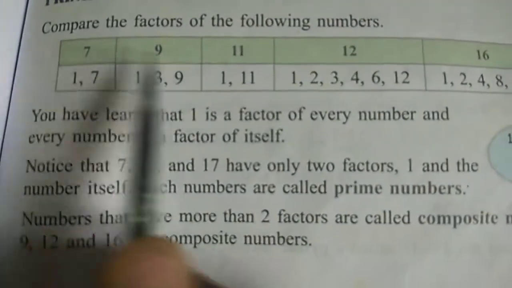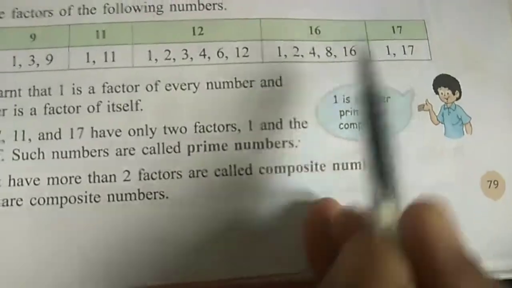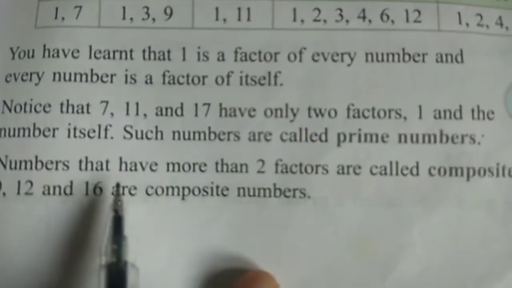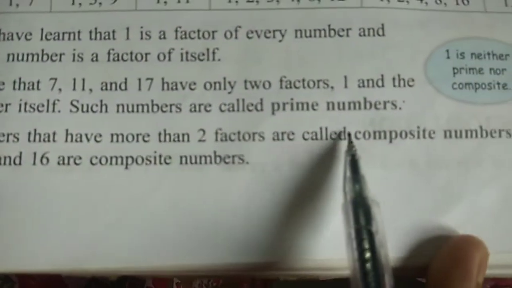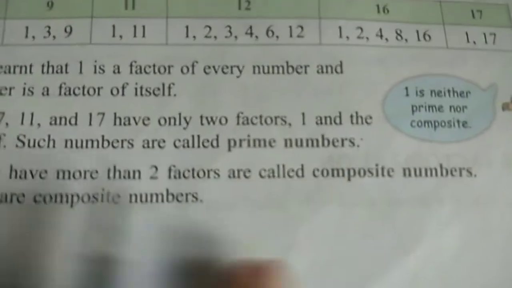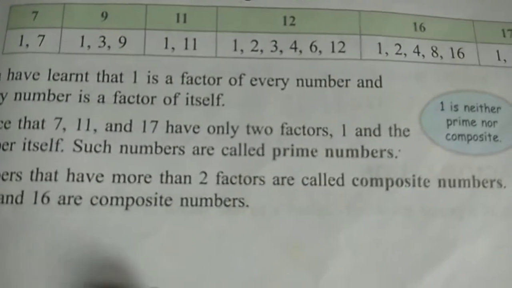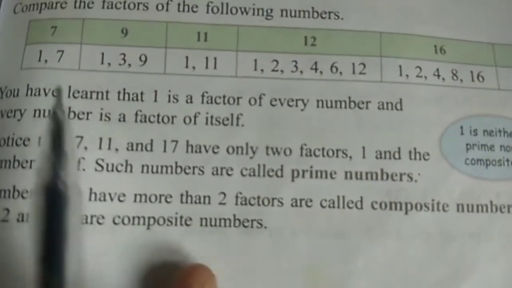See, 7, 11, 17. Numbers that have more than two factors are called composite numbers. So what are composite numbers? The numbers that have more than two factors.